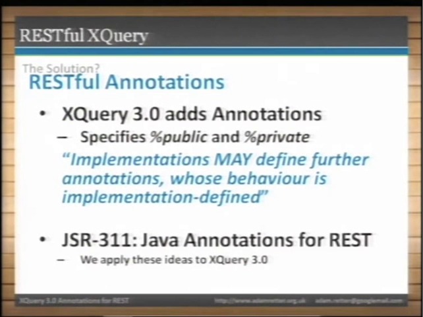Okay? So XQuery 3.0 has annotations. At the moment, there's just %public and %private built in to define function scope. But they state in the spec that implementations can define your own. So rather than an implementation doing it, I've tried to write a standard to define a set of annotations. And I've borrowed very, very heavily from JAX-RS, which is Java annotations for REST.